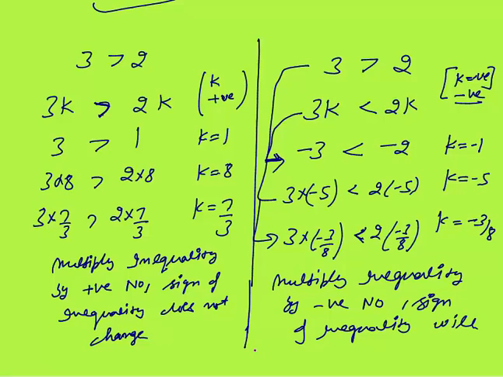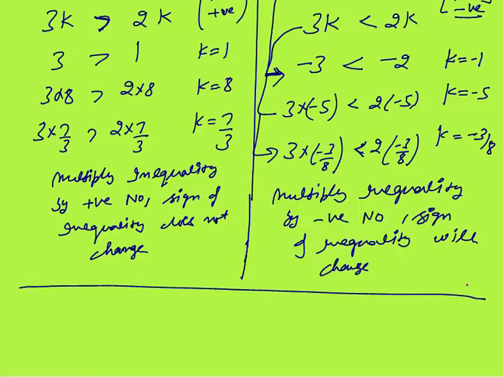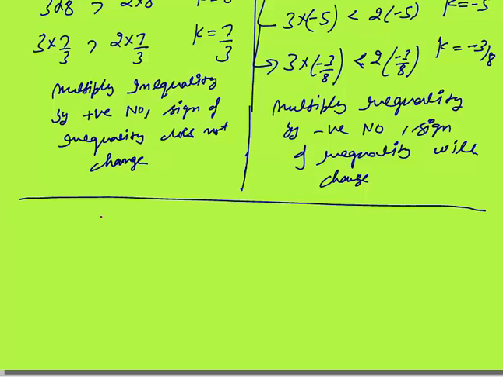Listen to my words, then even if you are not able to understand the writing, you will be able to understand the concept. In multiplying an inequality by a negative number, the sign of inequality will change. The same is true with division. If 3 is greater than 2, divide by a positive number.